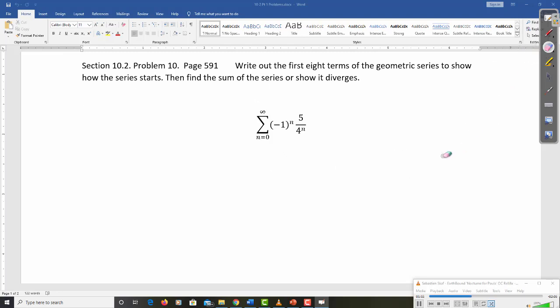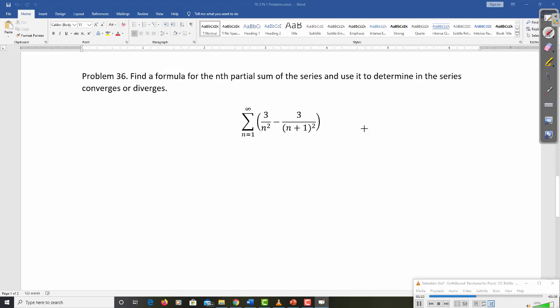Alright. Moving on. Here's another telescoping series. We'll find a formula and see if we can make this work. I think this will be similar to last time. This one's already broken up for us, so if we look at S of 1, it's 3 over 1 minus 3 over 4. S of 2 is 3 over 1 minus 3 over 4 plus 3 over 4 minus 3 over 9. I'll do one more, but I think you can see where this is going.